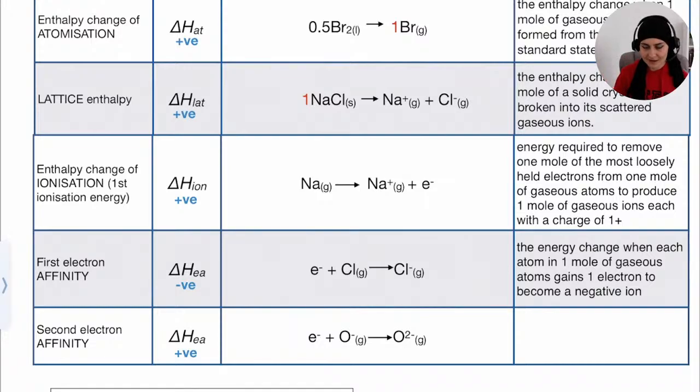loses an electron to form gaseous ions. So it's the energy required to remove 1 mole of most loosely held electrons from 1 mole of gaseous atoms to produce 1 mole of gaseous ions, each with charge of +1. So basically you're removing 1 electron from a gaseous atom, and this is always positive because you're overcoming attraction between an electron and the nucleus.